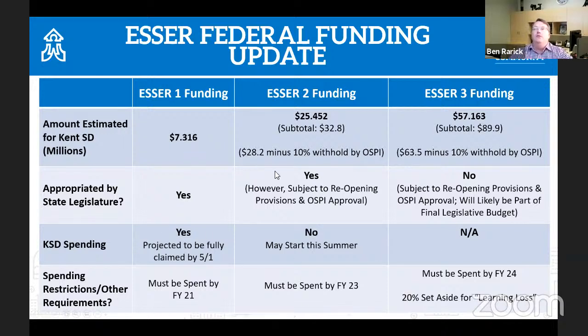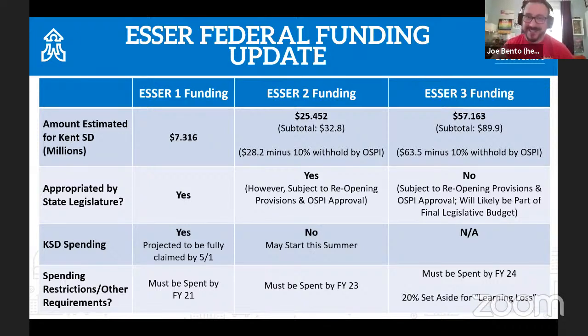Any questions on this before I go to the next slide? I have a question. I want to know what's defined as learning loss. That kind of is a trigger word for a lot of educators. So I'm curious how it's defined in the ESSER funding.